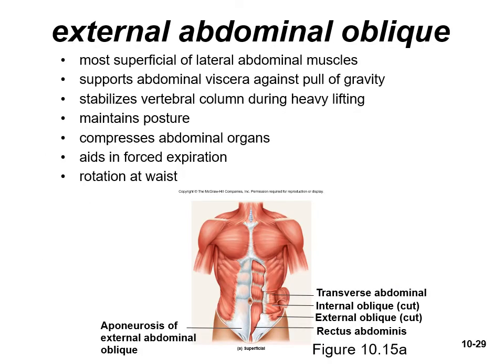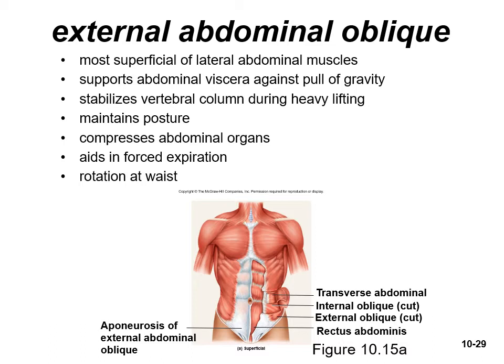The external abdominal obliques are the most superficial of the lateral abdominal muscles. They support the abdominal viscera against the pull of gravity, and they also stabilize the vertebral column, particularly during heavy lifting. The external obliques maintain posture, they hold the abdominal organs in and compress them, and they can also aid in forced expiration. So if you are running for the first time, or if you haven't gone sprinting in a while and you do a sprint, the next day odds are your external abdominal obliques will be sore because they aid in expiration.